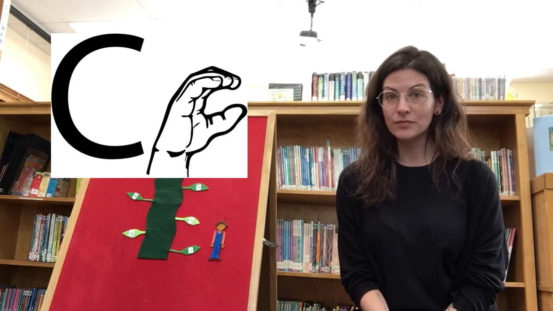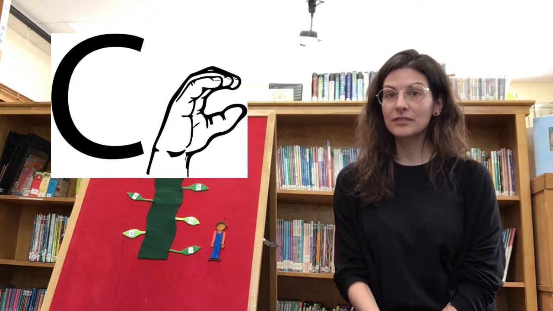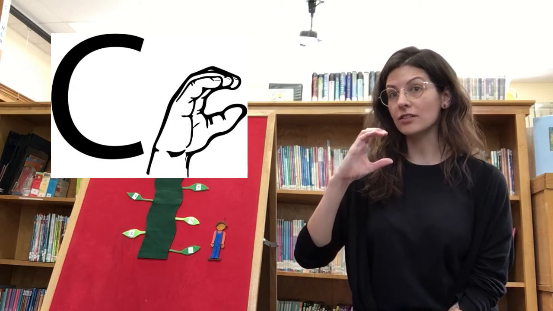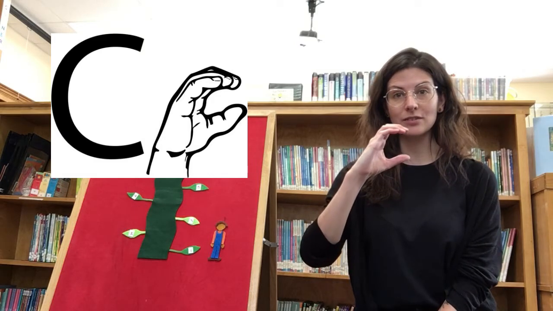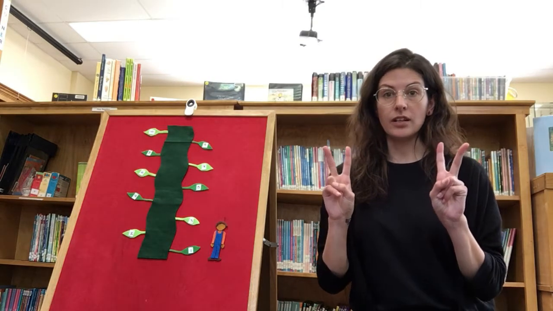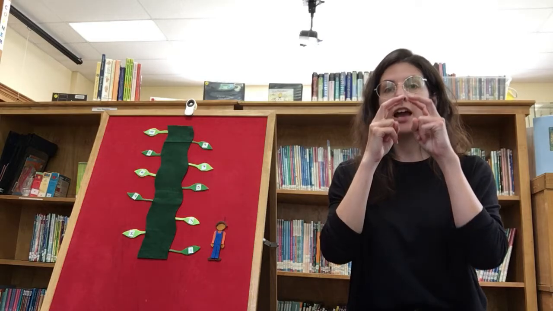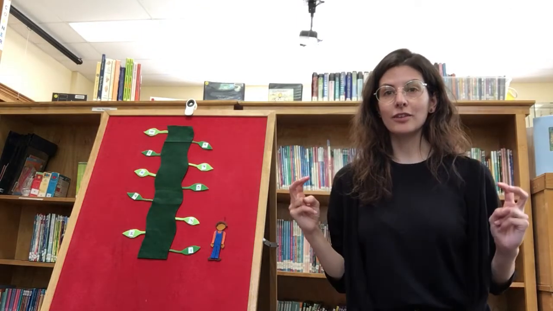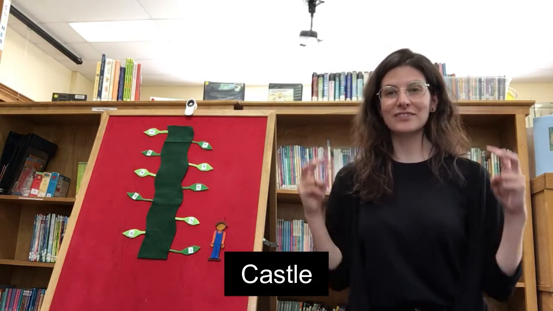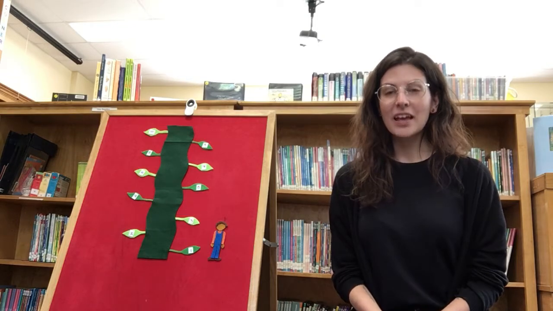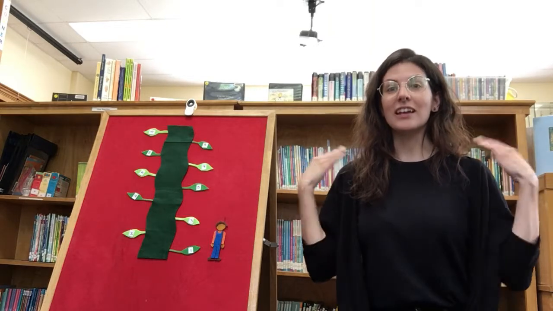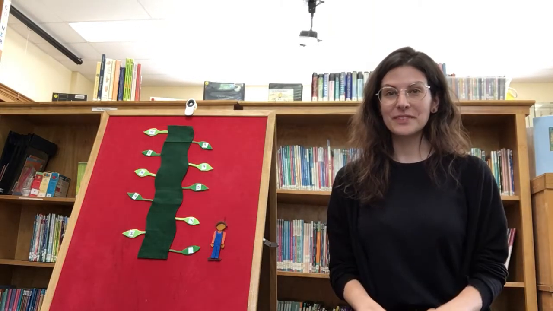C is for castle. To sign the letter C, cup your hand like this. Do you see how it looks like a letter C that you would write? C for castle. To sign the word castle, take your first two fingers on each of your hands, bring them together, and we're going to kind of outline the shape of a castle with a tower on it. Castle. Good job. So now you can talk about the princess who lives in a castle in the fairy tale. Good job, guys.